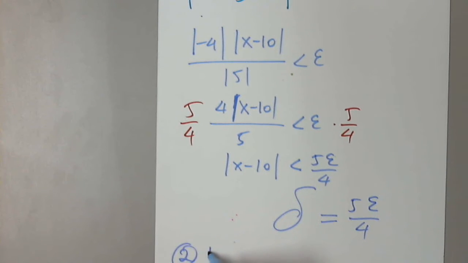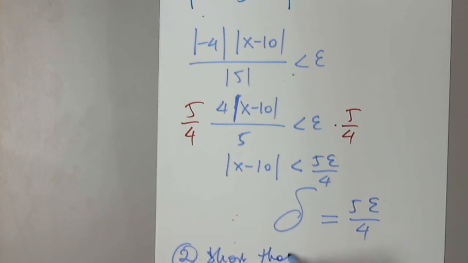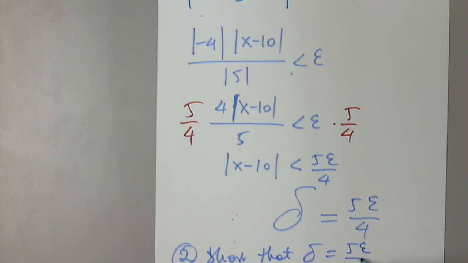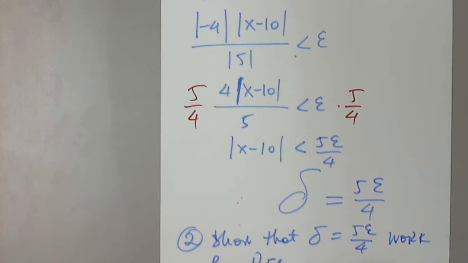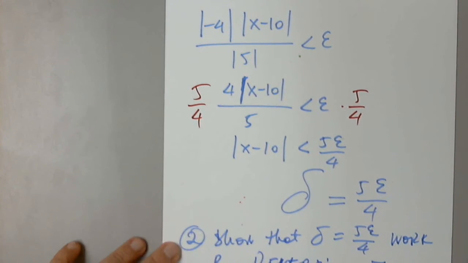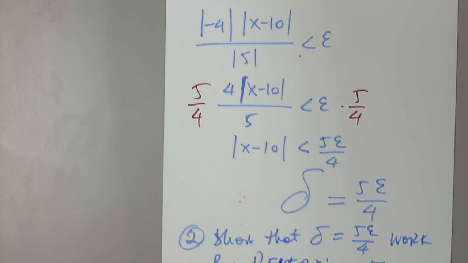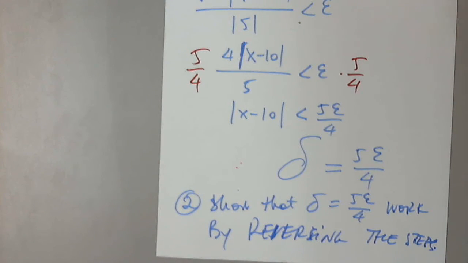In step 2, show that delta equals 5 epsilon over 4 works by reversing the steps. You do not have to write anything else. Just write "by reversing the steps," and I'm fine. It's a simple mechanism. For these kinds of functions, it's a simple mechanism. For others, it's not that simple.